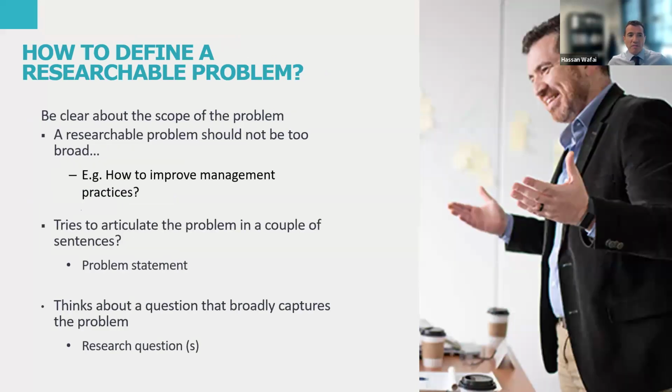So how to define a problem? Be clear about the scope of the problem. The research problem shouldn't be too broad. For example, how to improve management practice. This is too broad. How to improve the public sector. That's too broad. That's not a researchable problem. A researchable problem must be precise. And we do understand at this point, it may not be exactly precise, that's fine, but as precise as possible.